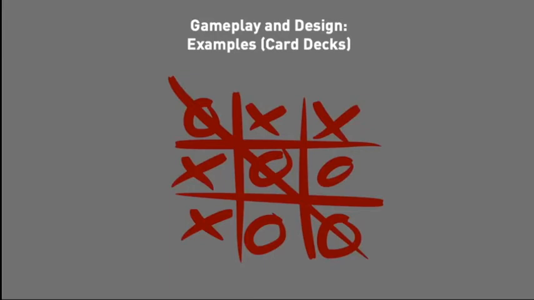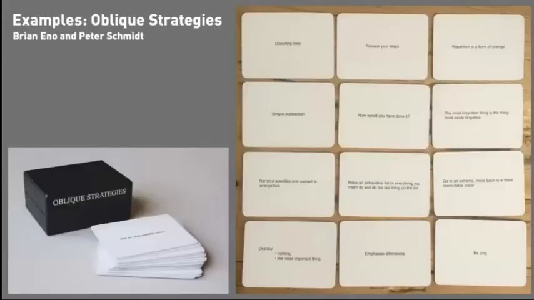So the first example that I have here are the Oblique Strategies by Brian Eno and Peter Schmidt. Have you seen these before? Have you gone through some examples? Maybe not. So Brian Eno is a famous music producer.